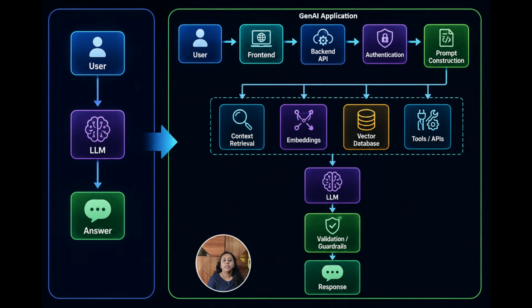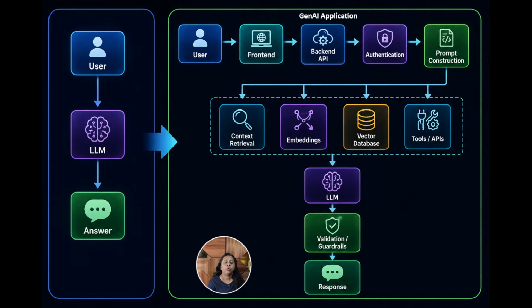You can see here the user might be posting a query or a prompt, and the front end will be sending this prompt to the backend API along with authentication. The backend will create a prompt including system instructions, user query, and the context. This prompt will be converted into embeddings, and it will search in the vector database, and it might also call tools or APIs if required. Finally, this is sent to the LLM, and the response from the LLM needs to be validated using guardrails, and the response is finally posted back to the user.